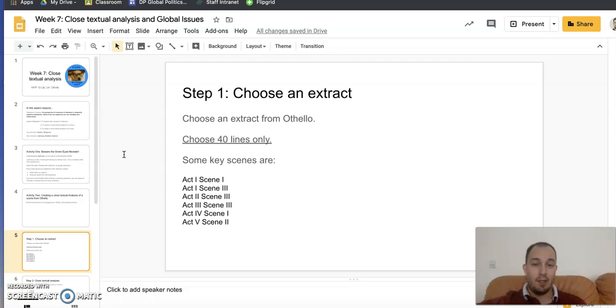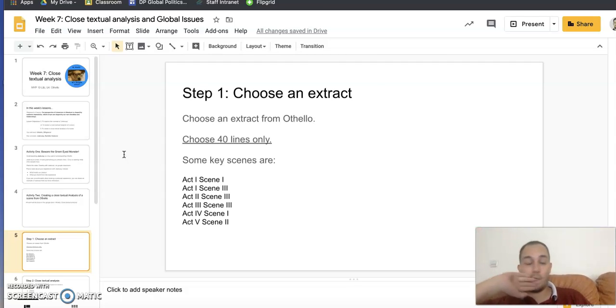So number 1, you need to choose an extract to analyze. Choose 40 lines only. This is really important, and you'll understand later why it can only be 40 lines. And there's a list of the key scenes: Act 1, Scene 1, Act 1, Scene 3, Act 2, Scene 3, Act 3, Scene 3, Act 4, Scene 1, and Act 5, Scene 2.